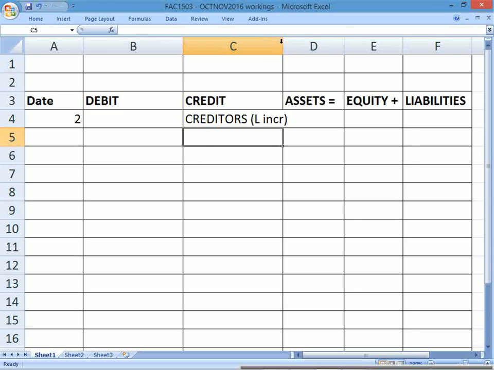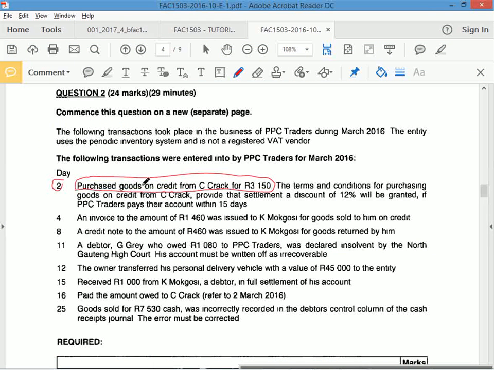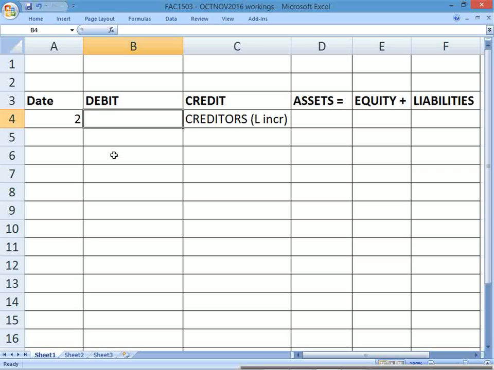What did I buy? I bought goods. Obviously later on we'll learn about periodic and perpetual. Some of you might know that if you've looked at later modules. I'm not expecting you to know that now, so don't worry about it. I will tell you what goods are for periodic. Goods for periodic are called purchases. And purchases is an expense that's increasing. You guys will know that later once we've covered the theory.